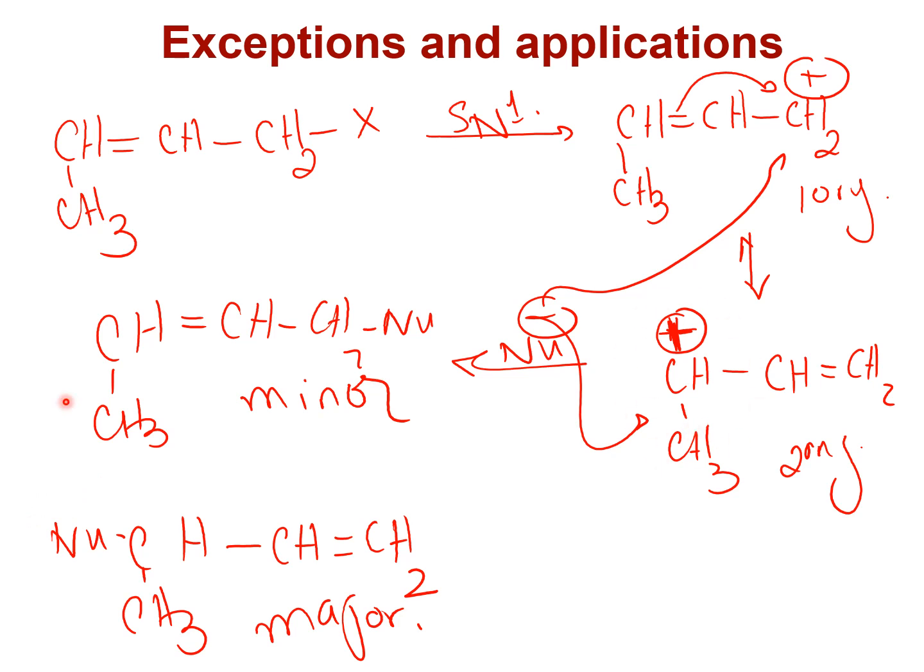And this example really proves the fact that allyl halides proceed the reaction through an SN1 mechanism rather than an SN2 mechanism. If it proceeded through an SN2 mechanism, this would have been the major product of this reaction.